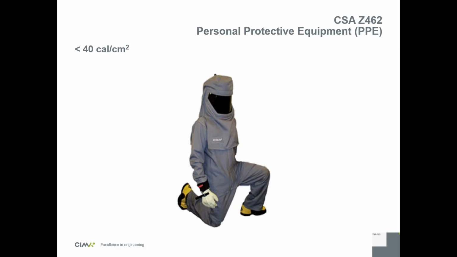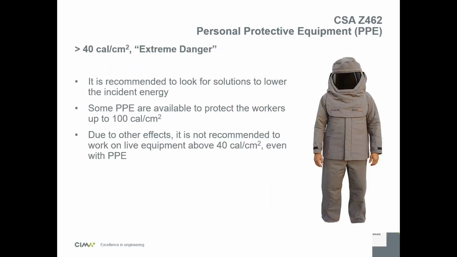So this can be worn only when doing imprecise things, because it can be hard to properly see with this hood. And there are other kits with higher rated energy that exist on the market. So here's an example of a 100 calories per centimeter squared kit. But when you're over 40 cals, we recommend not to work on live equipment, because these kits first will be very expensive and then will reduce the mobility of the workers, and it will be hard to see, so it might increase the risk of causing an arc flash in the gear. So they exist, but it's not really recommended to work on live equipment above 40 cals.